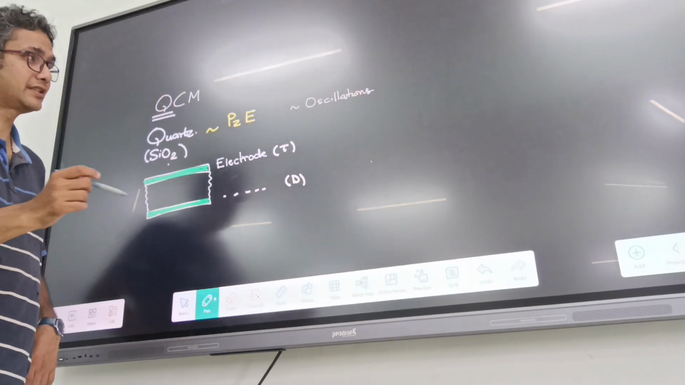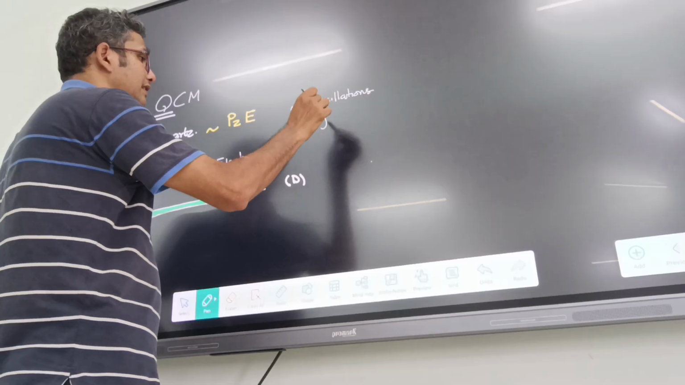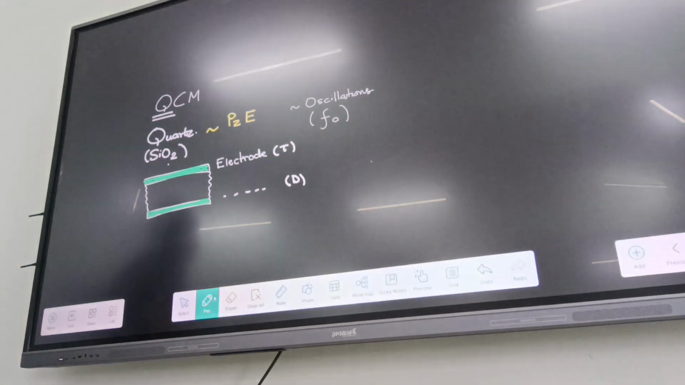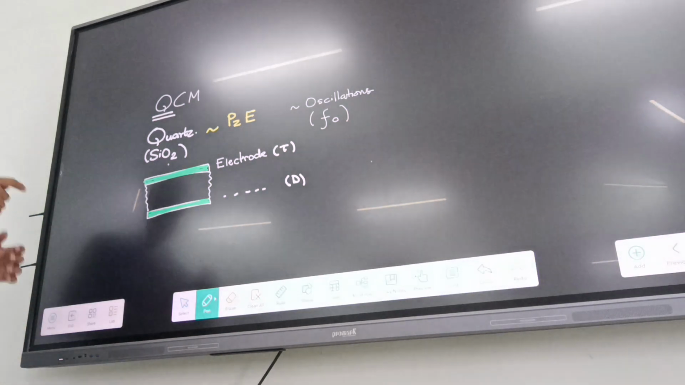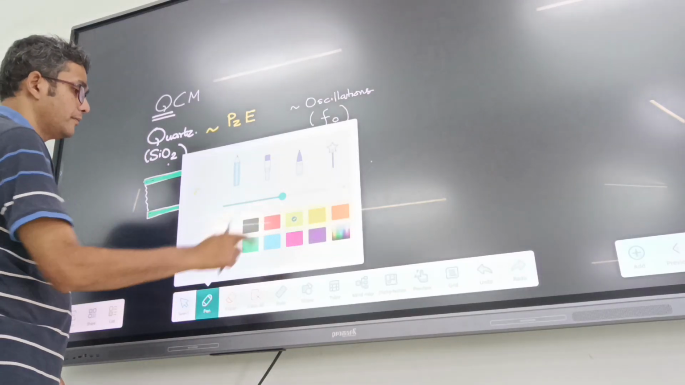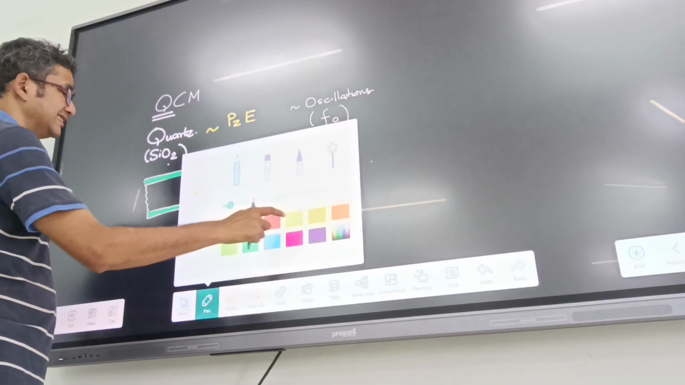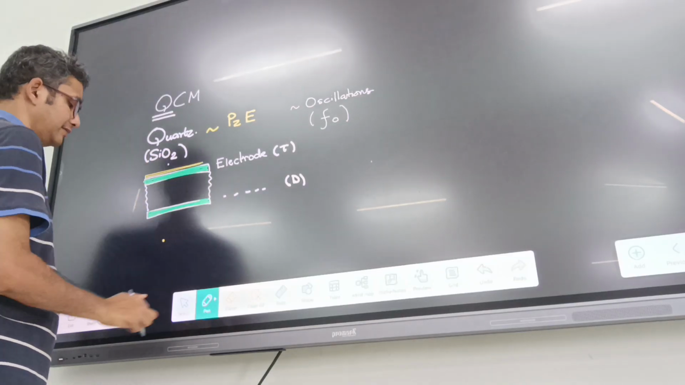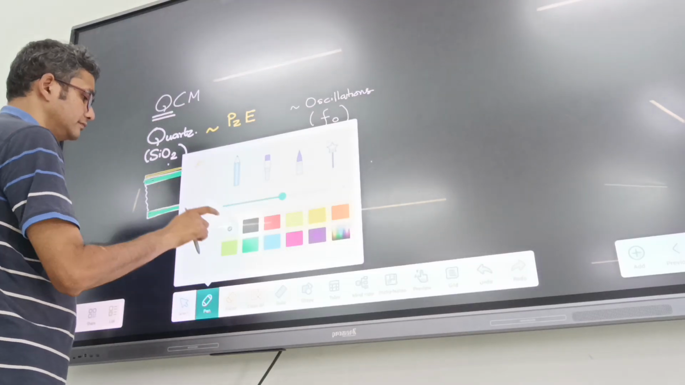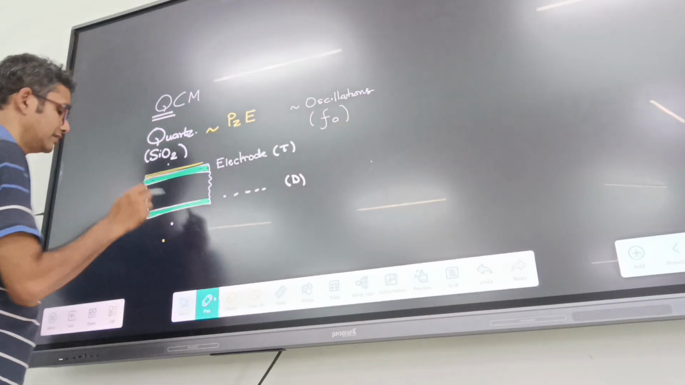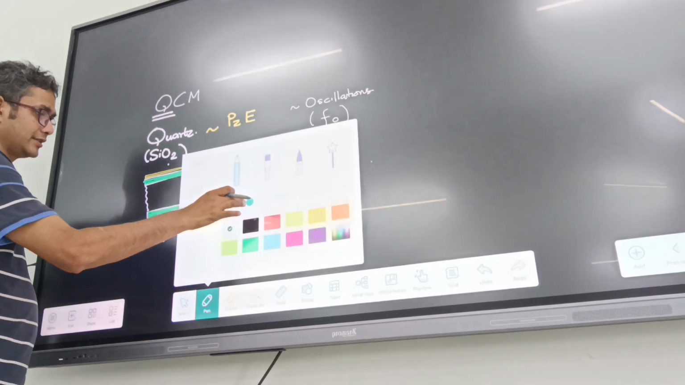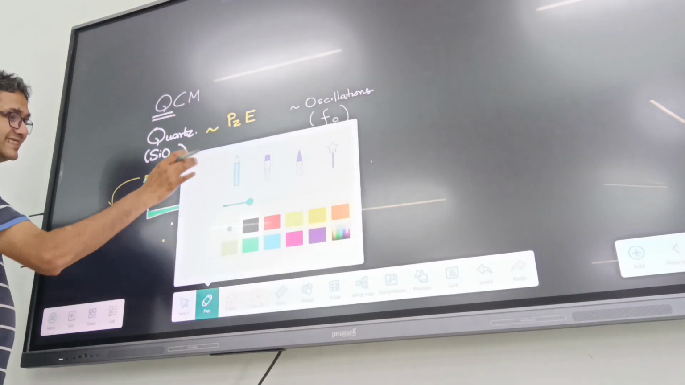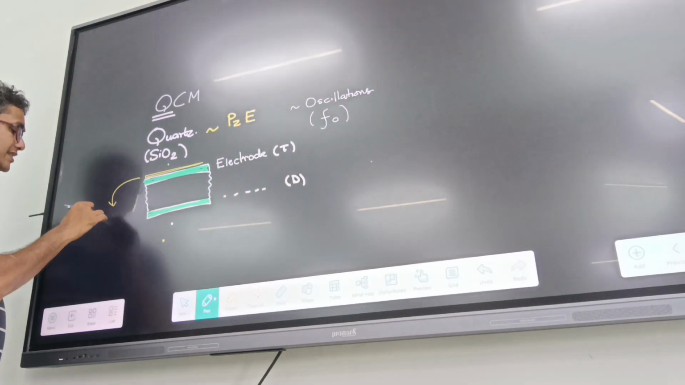And those oscillations will have a frequency, right? Oscillations का एक frequency होगा। और इस केस में if we have some mass on the top of it, right? This is some additional mass.